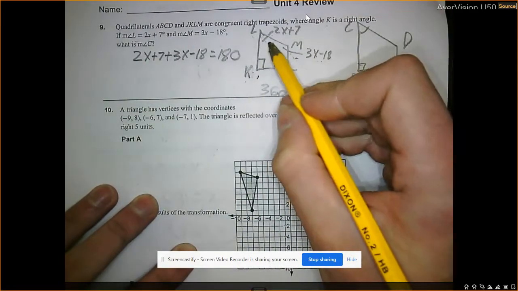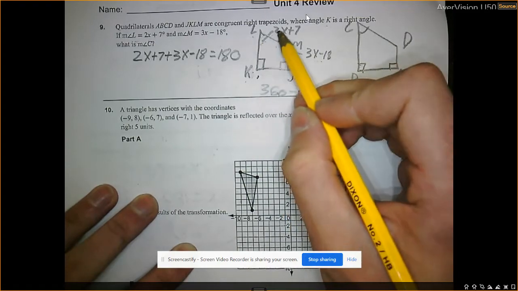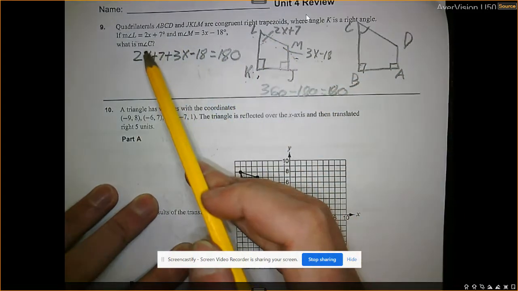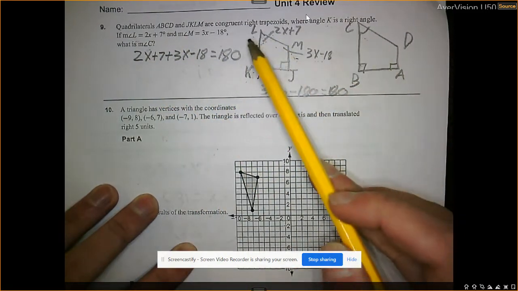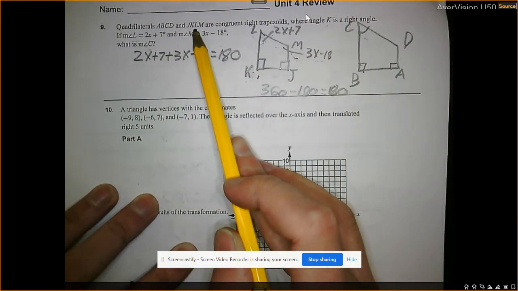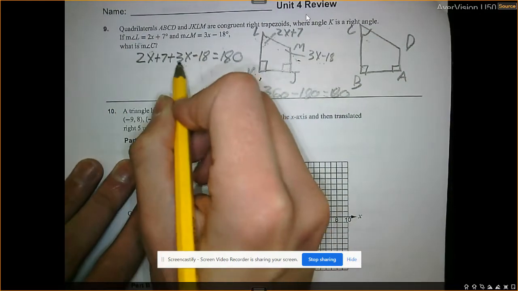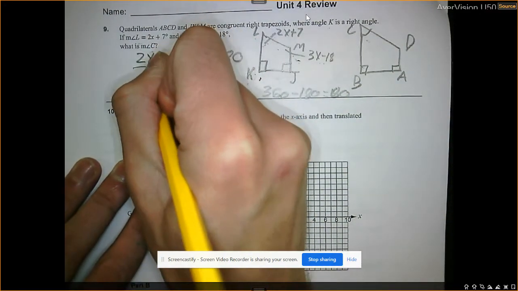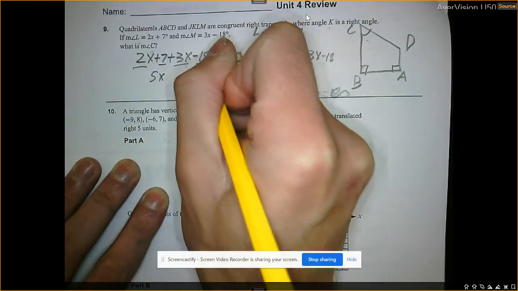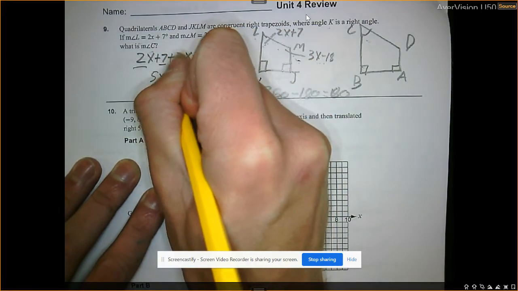Okay, and if we find x, then we can find L, and C is going to be the same as L because those two correspond. They're in the same spot. So let's solve this for x. 2x and 3x, combining like terms, makes 5x. 7 and negative 18 makes negative 11.